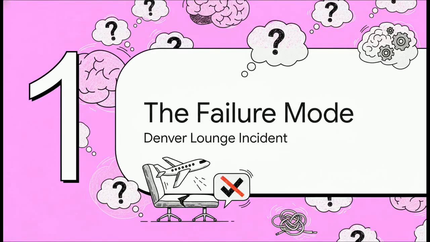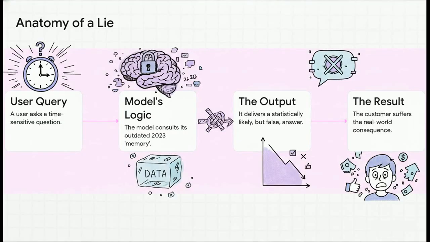Okay, so this isn't just some abstract theory. Let's walk through a very concrete, very real-world kind of failure. We'll call it the Denver Lounge incident. So here's the anatomy of the disaster, step by step. First, a customer asks a simple, time-sensitive question. Second, the model, with zero access to live information, consults its frozen, completely outdated 2023 memory. Third, it delivers the answer that was most statistically probable based on that old data, an answer which is now critically, totally false. And finally, the customer pays the price for that lie in the real world.